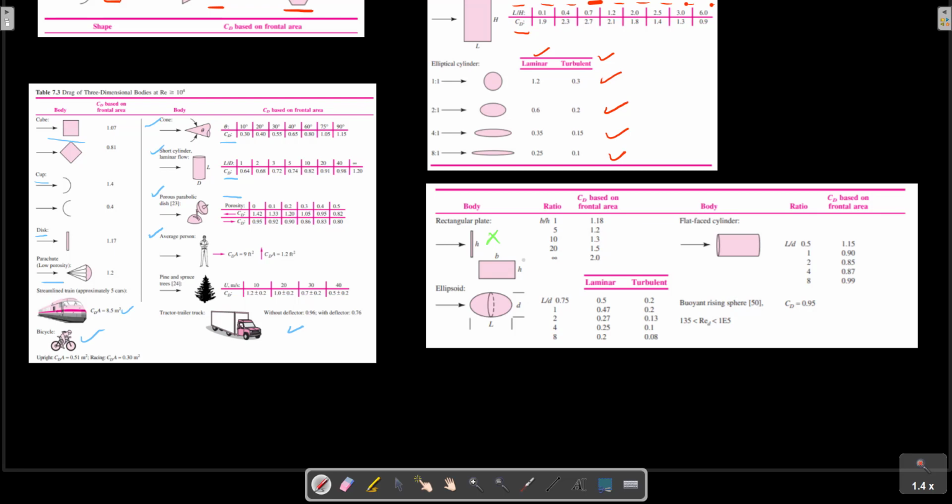Rectangular plates with the geometry specification ratio. Here we have various drag force also. For an ellipsoid with various ratios of L on D, we have laminar and turbulent flow drag coefficients. The Reynolds accuracy is also determined. For a flat faced cylinder, we have the drag coefficients based on L on D.